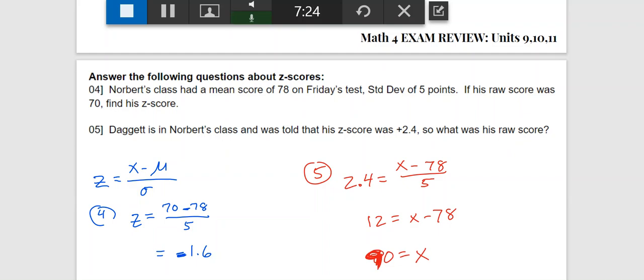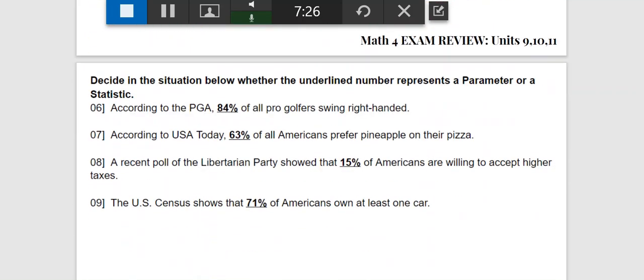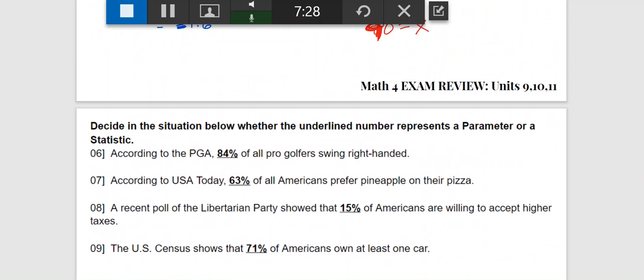Okay. Now, determine which underlined number represents a parameter and which one a statistic. Remember, parameter is you're dealing with the entire population. And statistic is you're just dealing with a sample.